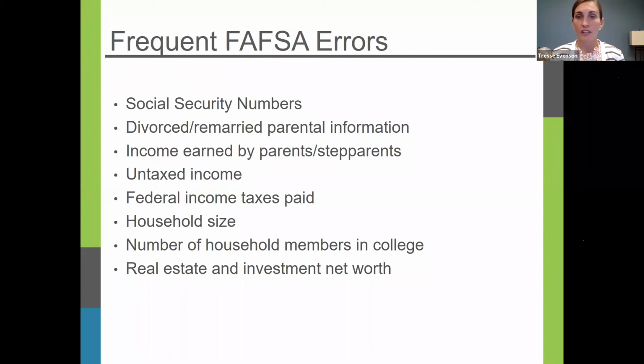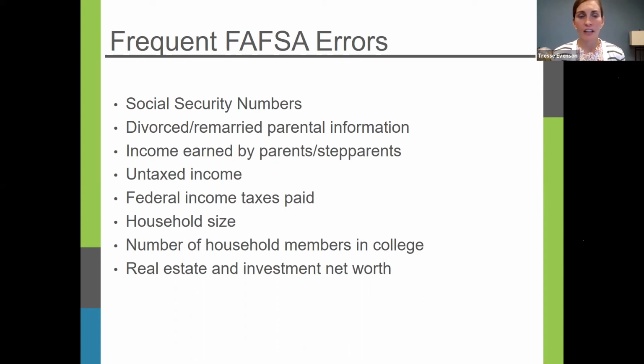And then the number in college. The number in college is really counting just the dependents in that household that are in school. So the FAFSA does not allow you to include a parent who might be a student. It's just how many of your kids are a student in that school year. 1, 2, sometimes 3. All right.